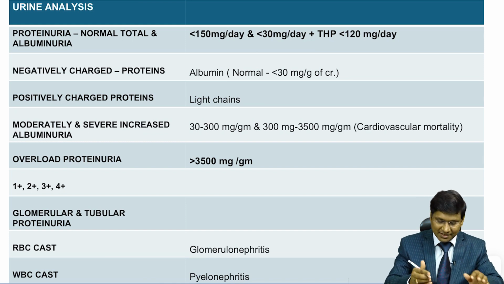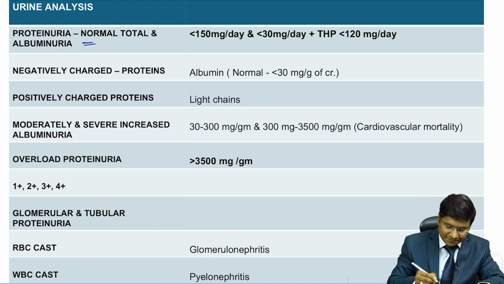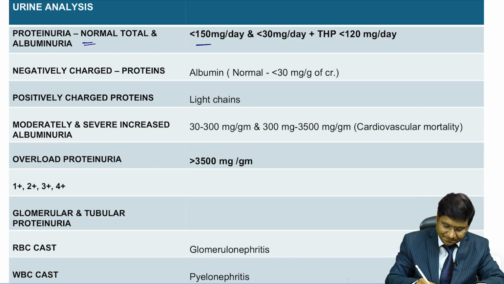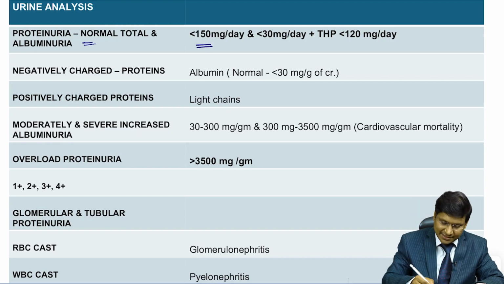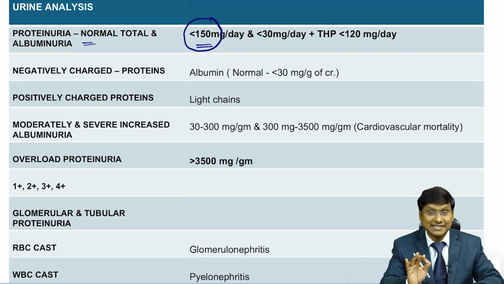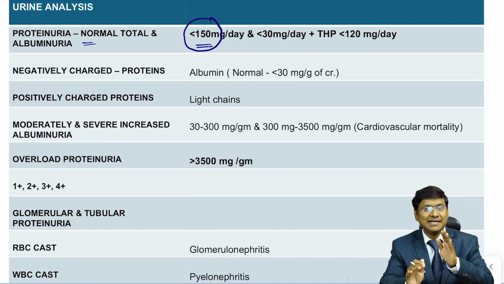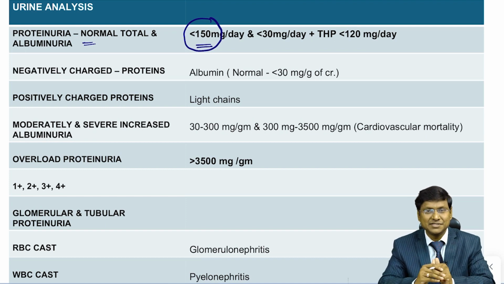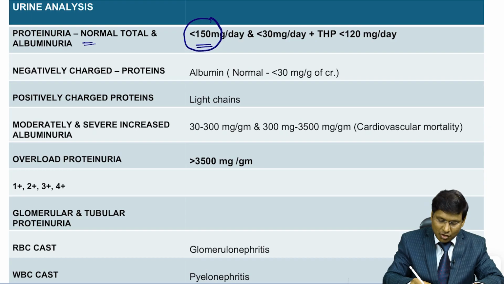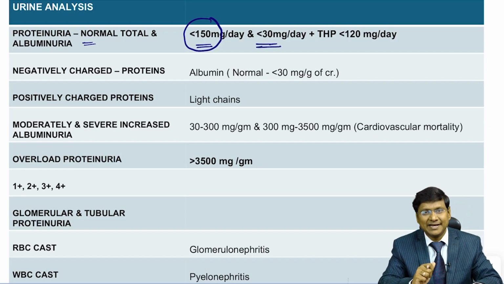So first, very important, let me discuss proteinuria. If you take the proteins in our body, the major protein will be albumin, and apart from that we have globulin, fibrinogen, and many other proteins present within the plasma. The normal total proteinuria is less than 150 milligrams per 24 hours, right? And how much of that is albumin which is excreted normally? Normal albuminuria is less than 30 milligrams per 24 hours.